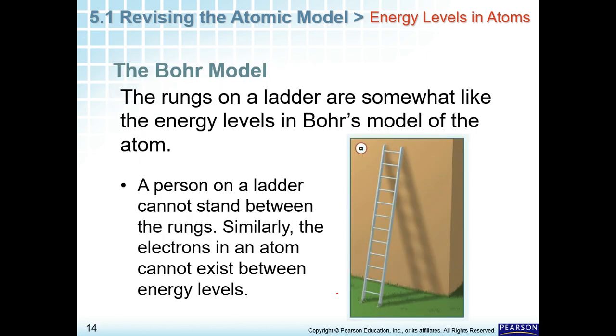So we're going to make a little bit of analogy between Bohr's model and the rungs that we see on a ladder. So here, these are the rungs, the steps that you step on. A person on a ladder cannot stand between the rungs. Similarly, the electrons in an atom cannot exist between energy levels. It's either in energy level 1 or energy level 2. It's not located in the middle.